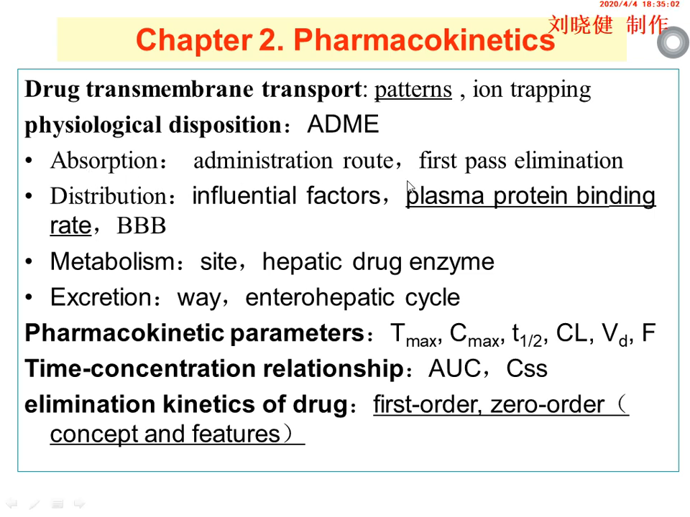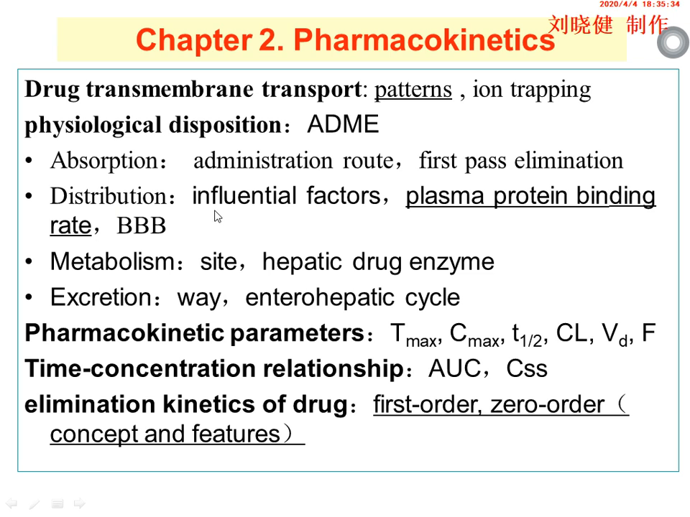Absorption. Here, you mainly studied administration routes. Different administration routes have different velocity and different extent of absorption. And here you also studied one important terminology: first pass elimination. This is very important. You should know well how to state it.